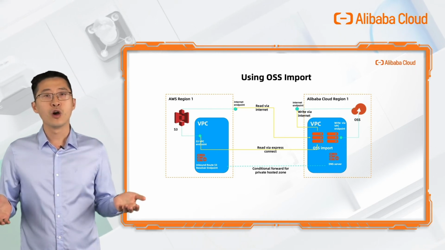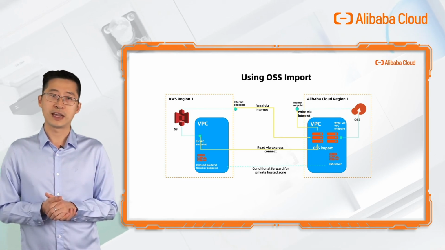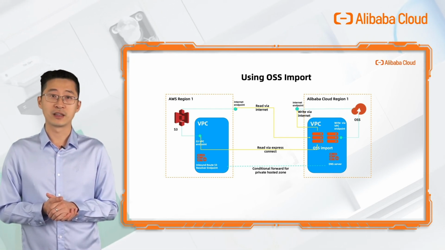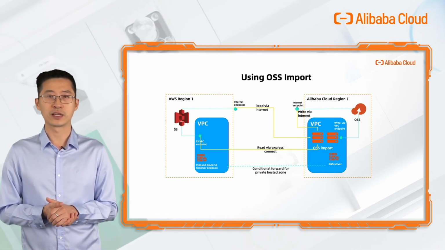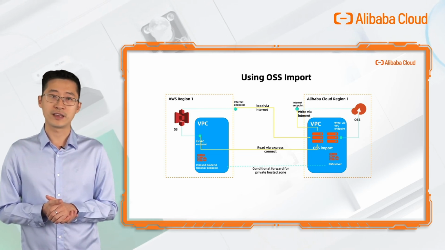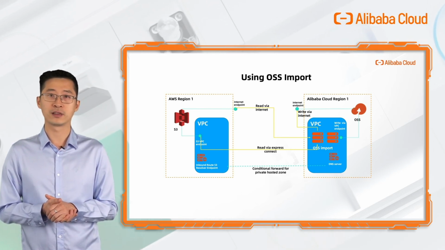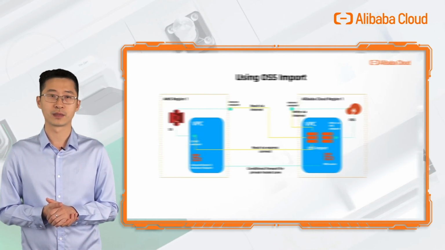To be noted, when you are migrating through Express Route, you need to set up a DNS server and configure conditional DNS forwarding to forward the DNS request to S3 to a privately hosted zone in AWS, so the OSS import knows how to query the S3 VPC endpoint from Alibaba Cloud VPC network.